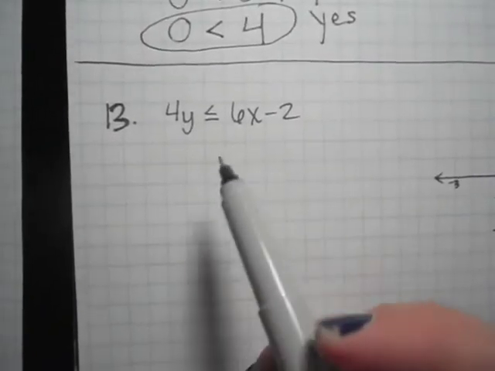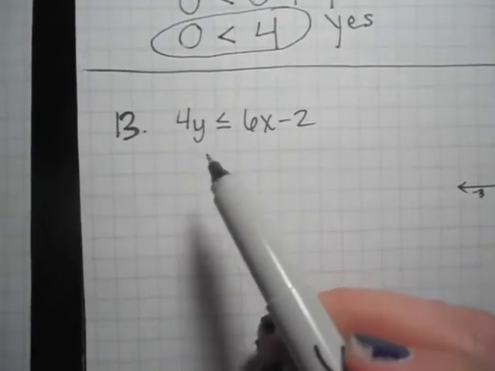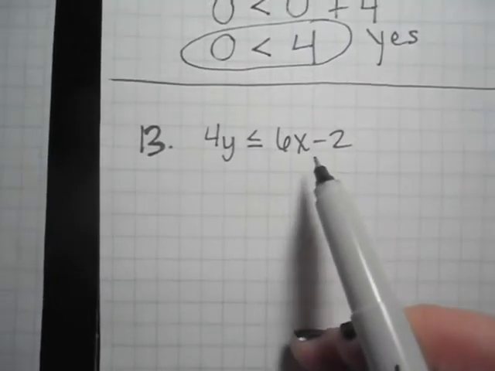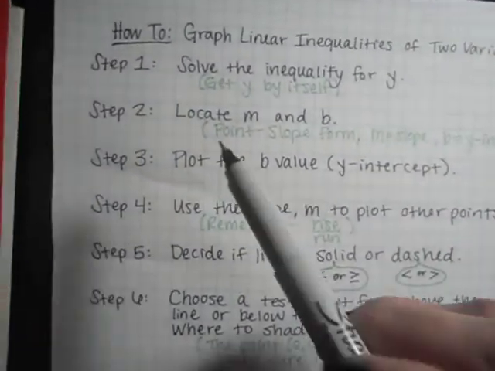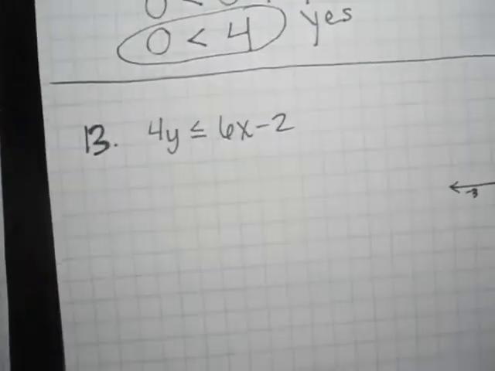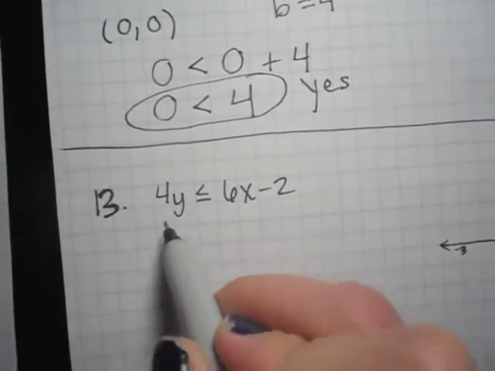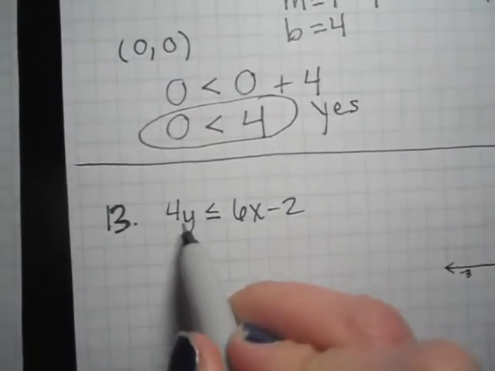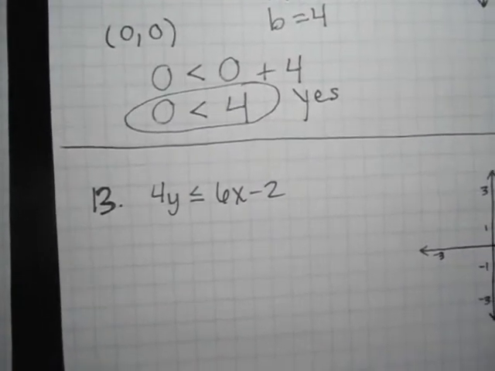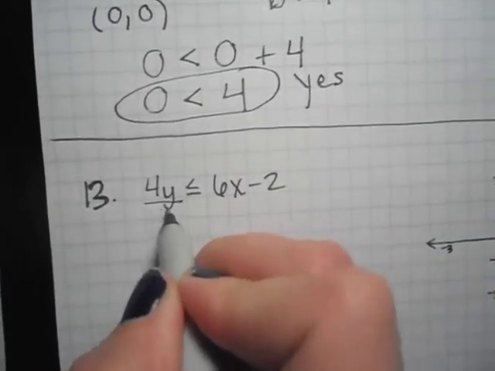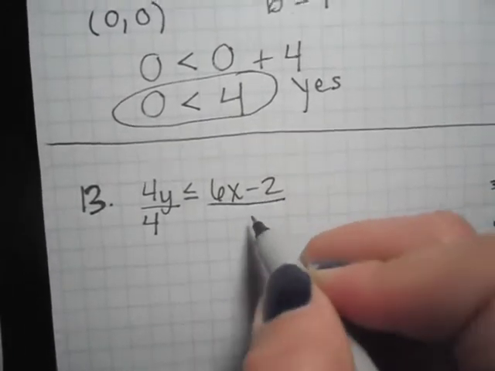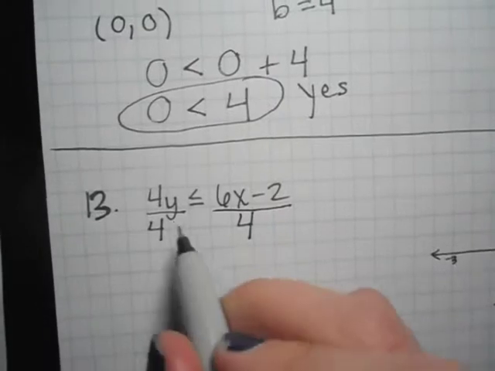Now let's look at number 13. Number 13 also asks us to graph the inequality. So, starting with this inequality, we must follow the same 6 steps, starting with solving the inequality for y, or get y by itself. I see that y is here on the left side where we like it, but it's being multiplied by a 4. If I want to get y by itself, then I have to divide by 4. And whatever I do to the left side, I have to do to the right side. So I divide both sides by 4.